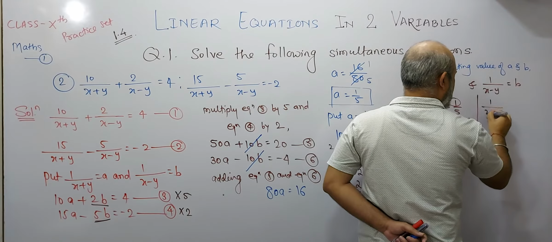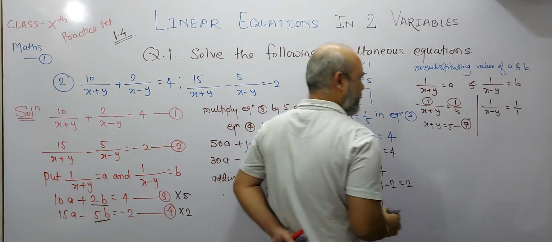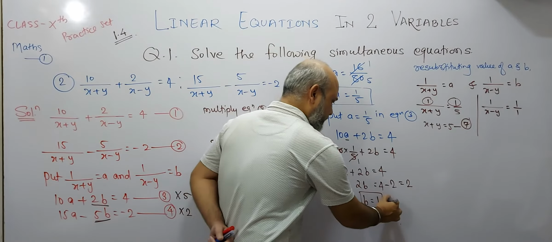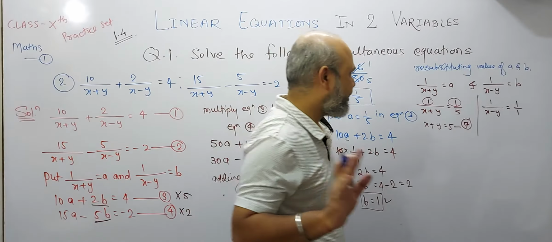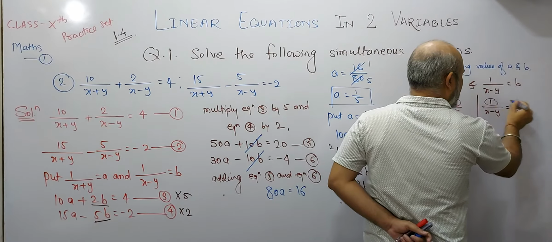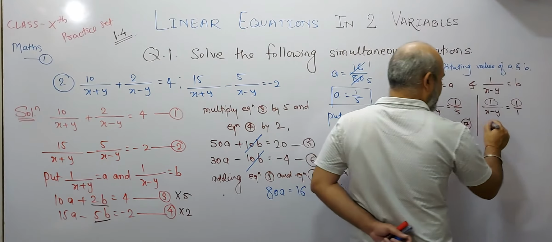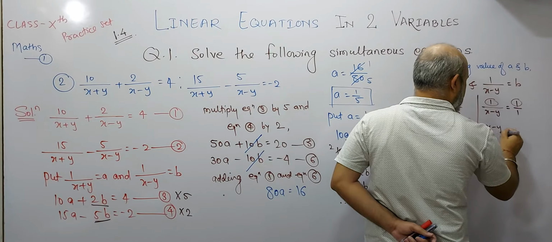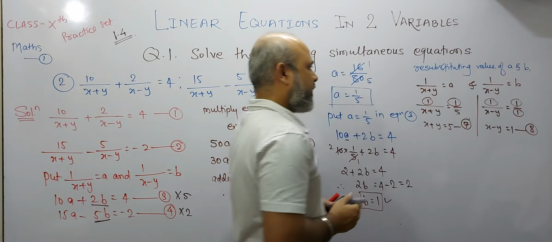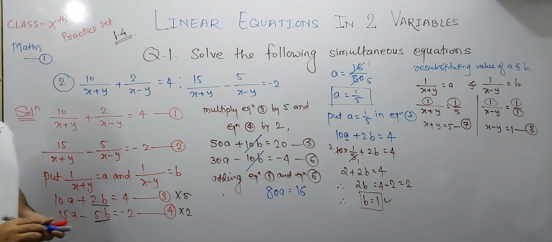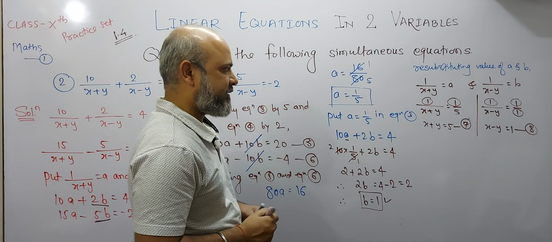And for this, 1 upon x minus y is equal to b. B is 1. 1 can be written as 1 upon 1. Okay, the value of b is 1. So 1 can be written as 1 upon 1. 1 upon 1 is also 1. Okay. Now again here, this numerator and this numerator on both the sides are same. So you may write value of x minus y is equal to 1. So this will be equation number 8. Now you will solve equation number 7 and equation number 8 to get the value of x and y.